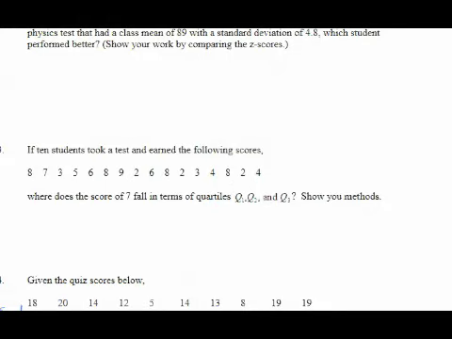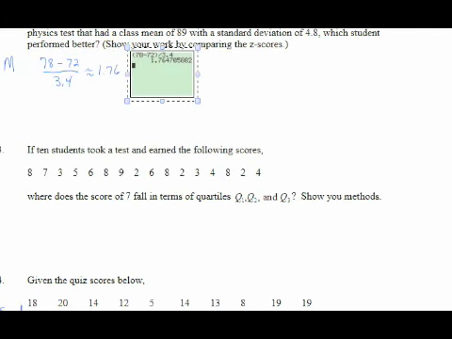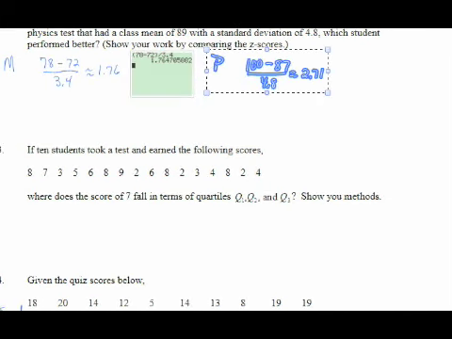The second page of the review has two test scores that we'd like to compare, and we can compare them by using z-scores, which is the deviation from the mean divided by the standard deviation. It tells you how far that score falls from the mean relative to the standard deviation. Be careful when entering in your calculator, make sure the entire numerator is in parentheses.